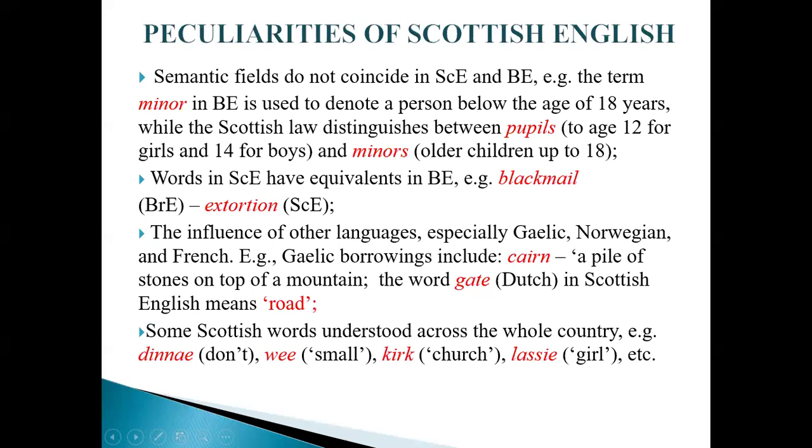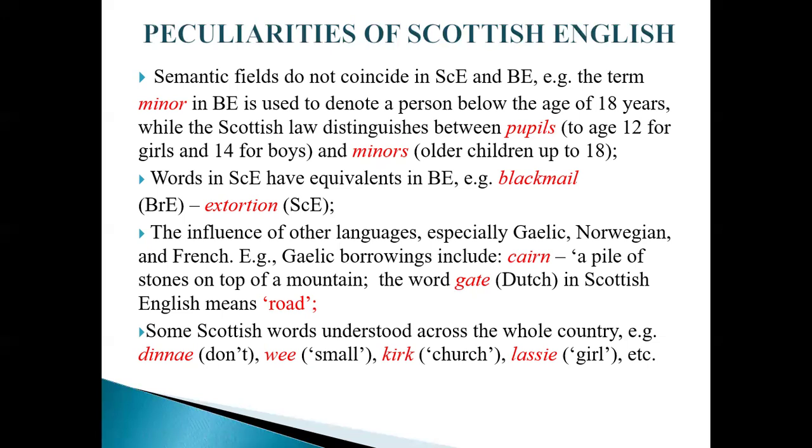Peculiarities of Scottish. Semantic fields do not coincide in Scottish and British English. For example, the term minor in British English is used to denote a person below the age of 18 years, while Scottish law distinguishes between pupils, up to age 12 for girls and 14 for boys, and minors, all the children up to 18.